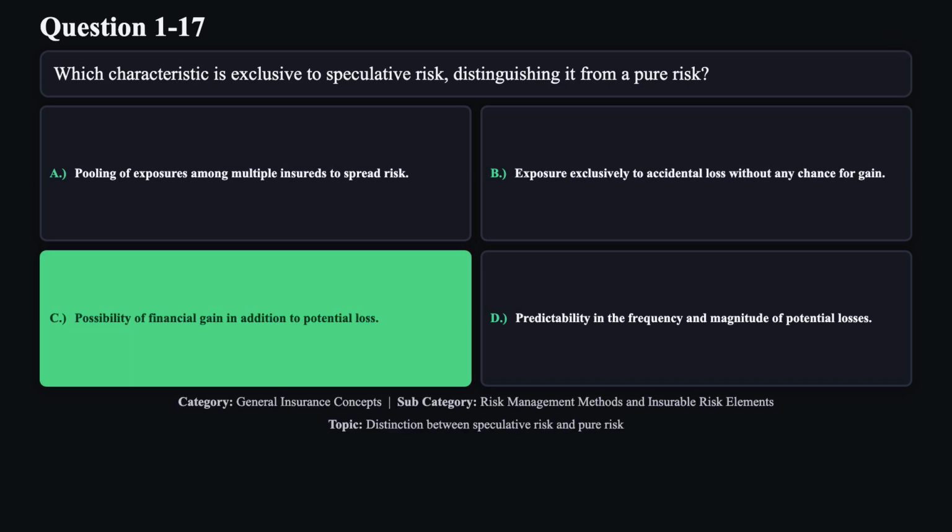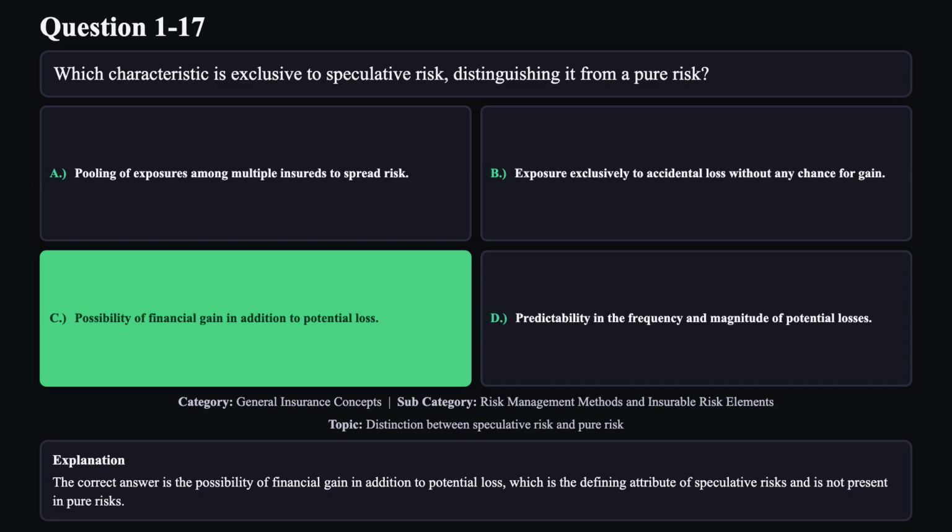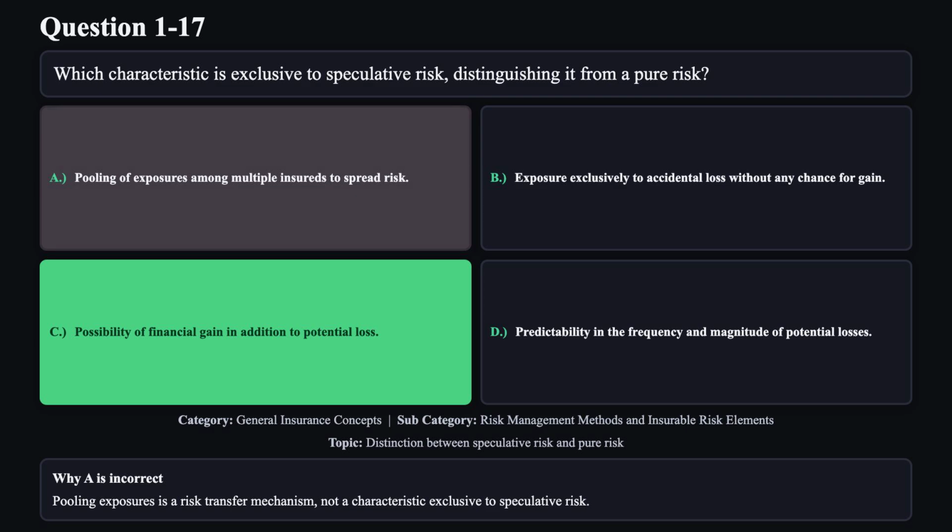The correct answer is C. The correct answer is the possibility of financial gain in addition to potential loss, which is the defining attribute of speculative risks and is not present in pure risks. Reason A is not correct. Pooling exposures is a risk transfer mechanism, not a characteristic exclusive to speculative risk.